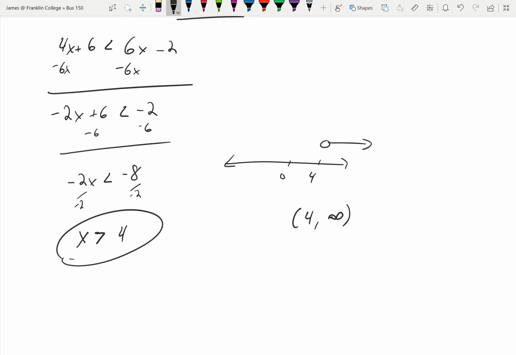So note that if for some reason we had an answer that came to x is greater than or equal to 4, we can also express that on a graph by simply filling in that bubble at 4. So that means that all numbers to the right of 4 and including 4 are going to be a solution to x is greater than or equal to 4. And instead of an open parenthesis, we'll use a closed bracket, so 4, comma, infinity, and that indicates that 4 is also part of the solution set.